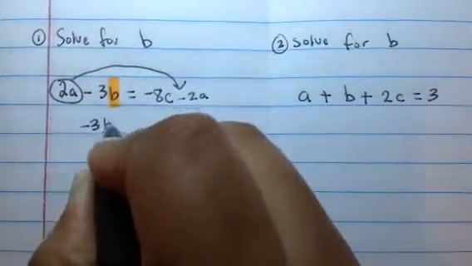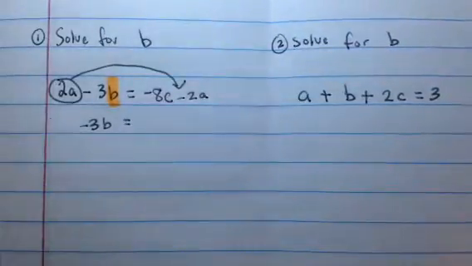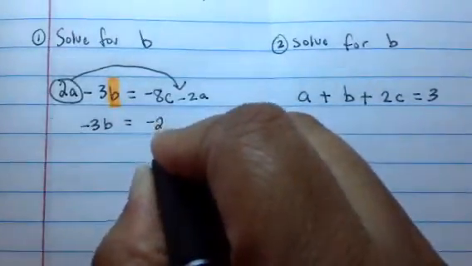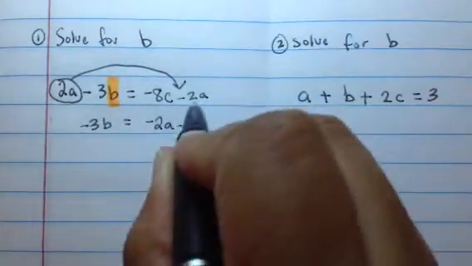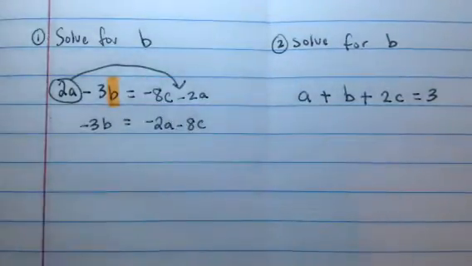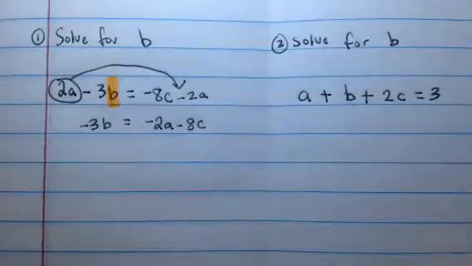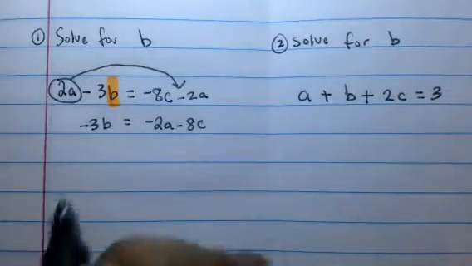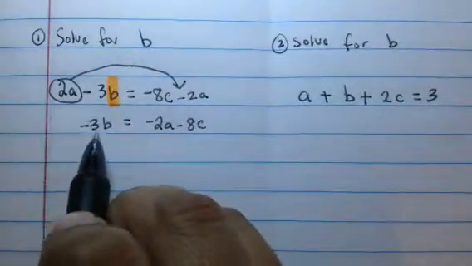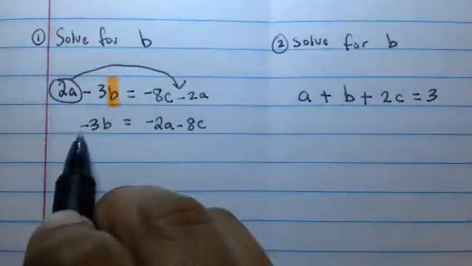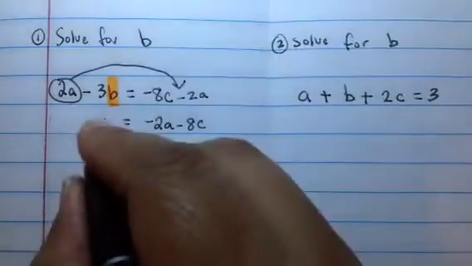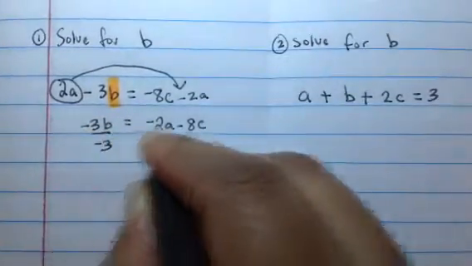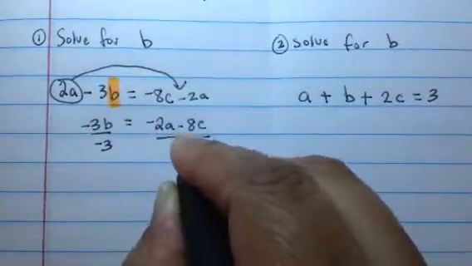So I'm going to rewrite this. And we like the letters and the numbers to be alphabetical. So all I did was switch these two. And now I need to get b by itself. So if I want to get b completely by itself, I have to undo this negative 3. To undo it, I have to divide by negative 3. And I'm going to divide everything by negative 3.